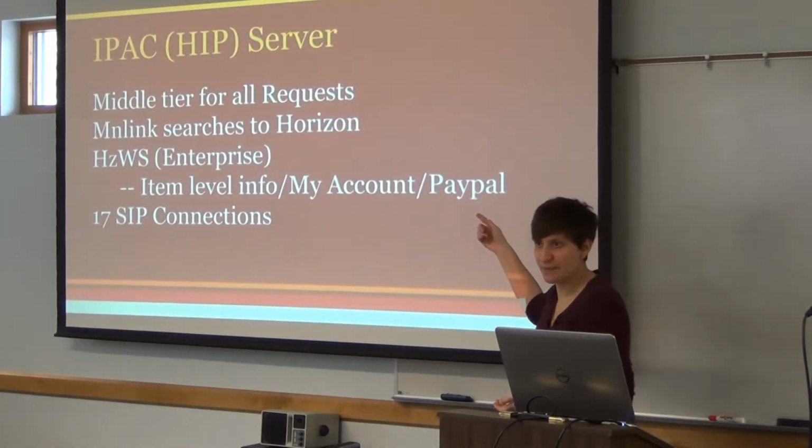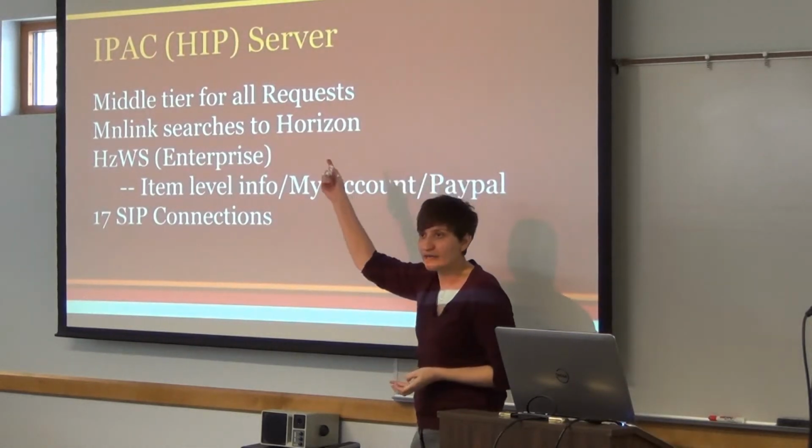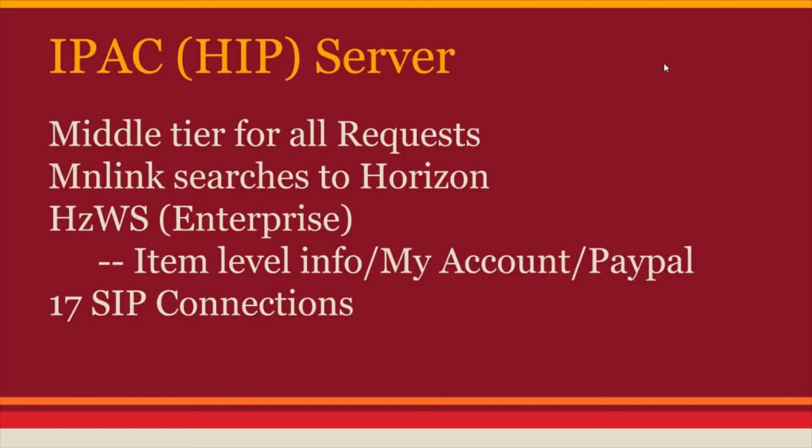One of the main servers I mentioned before, we have HIP still running, right? HIP is sitting on what we call the IPAC server. And there are other things sitting on that server too, like MinLink searches Horizon via this server. Everything from Enterprise, all the searching, all the requesting from Enterprise, all the requesting from Horizon is going through this server still. A lot of the web services right now, including any item level information in Enterprise, like your availability, your collection code, all that stuff that shows up in the detail display is all going through IPAC to get to Horizon and then back again.